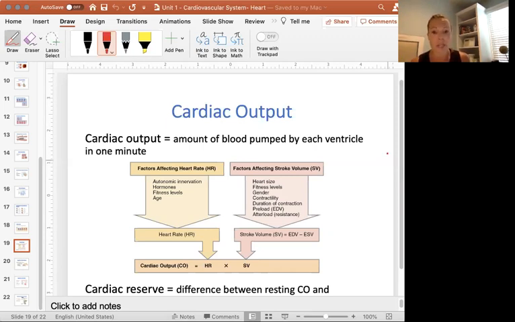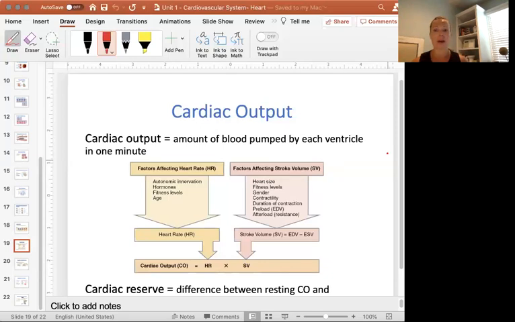So I mentioned that an average stroke volume, for an average size individual, is about 70 milliliters of blood. The average heart rate for an average individual is about 75 beats per minute. So if you multiply those two numbers together, you would get 5,250 milliliters per minute. If you convert that to liters, that's a little over 5 liters, 5.25 liters per minute. So that is an average cardiac output.